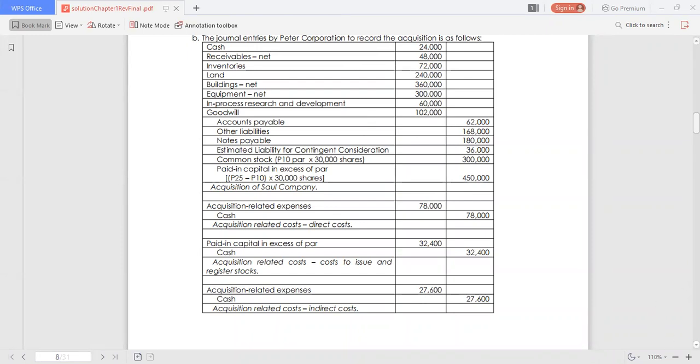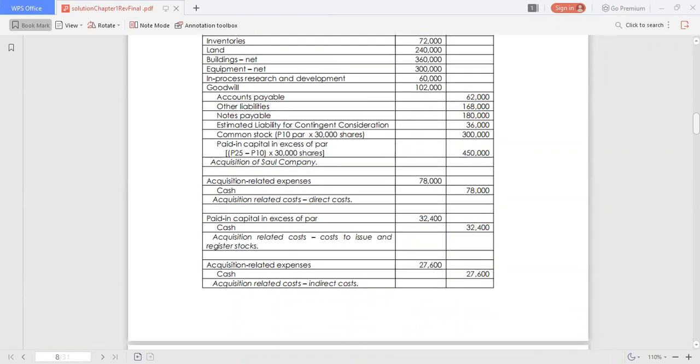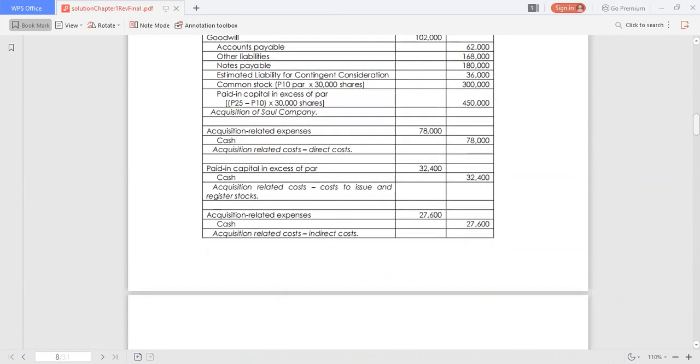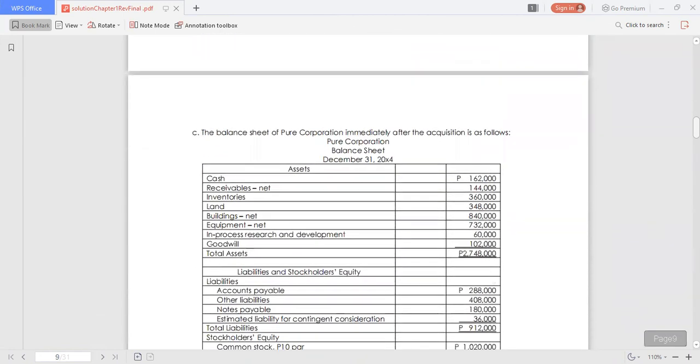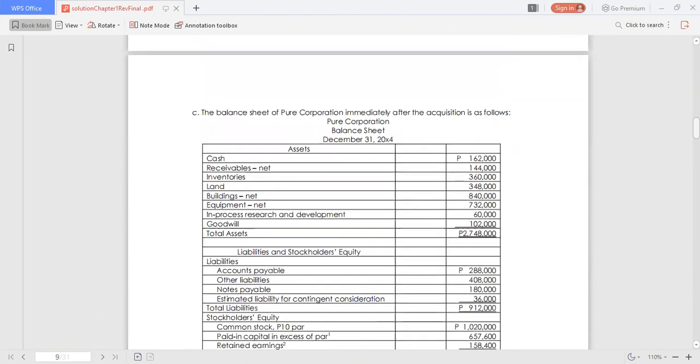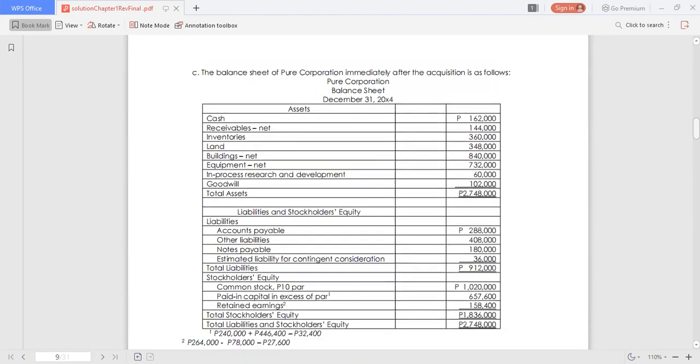Okay, let's continue with number 1, letter C. Prepare the balance sheet immediately after the business combination. So we have now the balance sheet with the cash, now in the books of Pure Company, and now combined with the Saint Company.